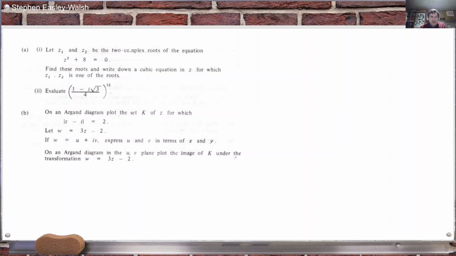All right, let's have a look at this now. Find these roots and write down a cubic equation in Z for which Z1 Z2 is one of the roots. Okay, let's get the roots here.